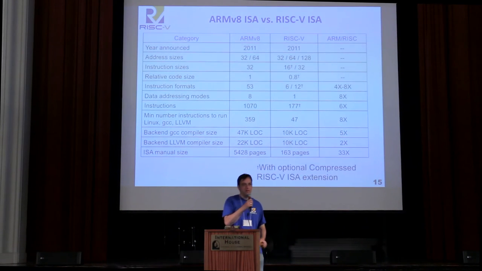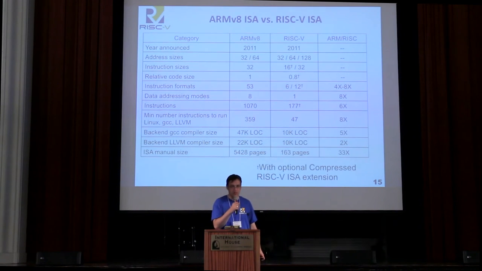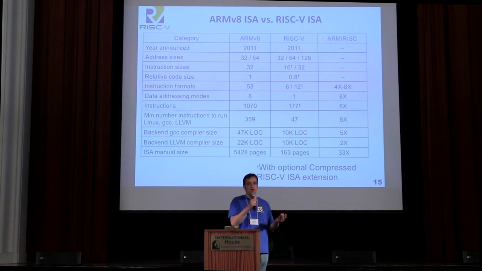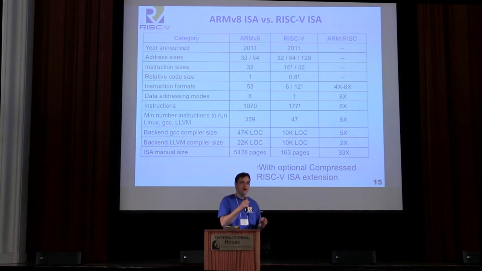Just to get back on this point that this is a simple ISA, let's do a comparison with ARMv8, which was also a clean slate design that came out after we started RISC-V. One of the key things about RISC was the number of addressing modes, right? So how do you address your operands? A very simple categorization of RISC is a register-rich load-store architecture with very few ways of addressing operands. In RISC-V, we have exactly one addressing mode. ARMv8 has 8. And the manual for ARMv8 is like 5,500 pages. It's huge, it's monstrous. There's everything in there you could imagine. RISC-V, on the other hand, is very small. So a 33 times smaller manual.